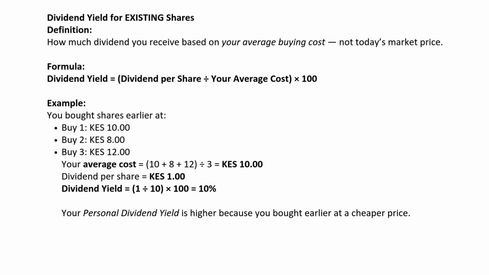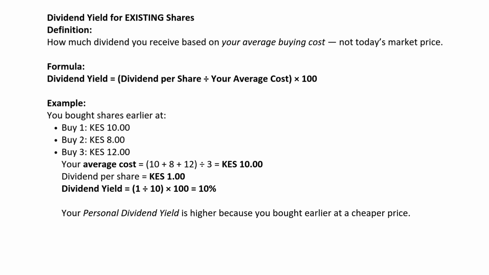So if you bought earlier, let's say you bought one lot at 10, the other lot at 8, the other lot at 12. So per share, if you were to get the average cost, you add the total cost divided by 3, it may come to around 10. And you have your dividend per share as 1. So dividend yield in this case will be 10%.